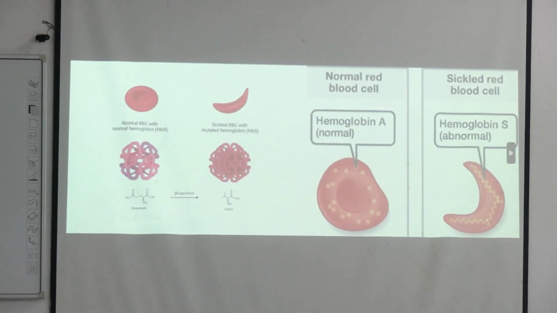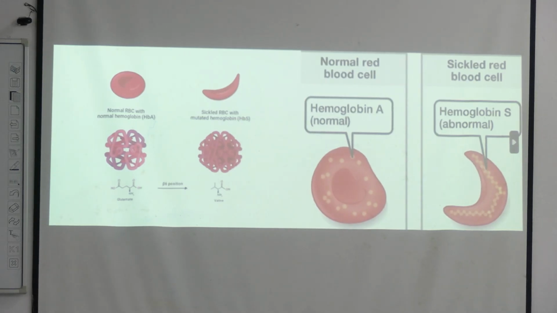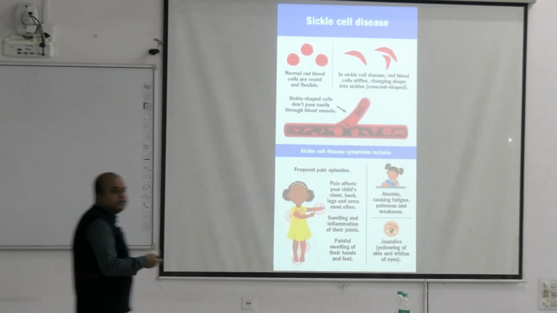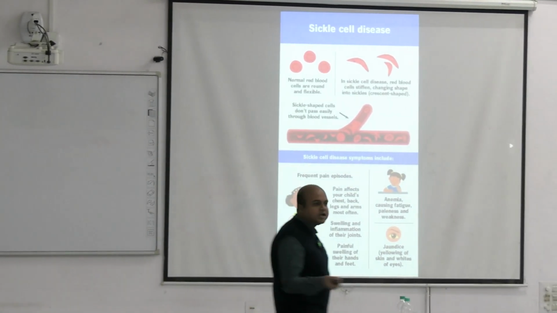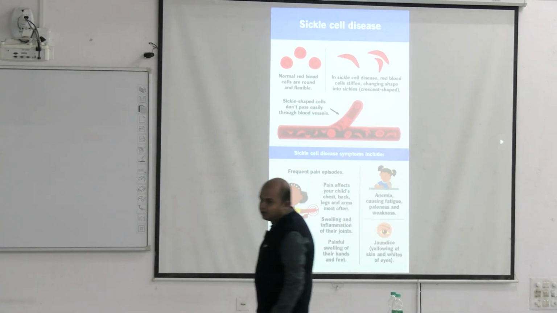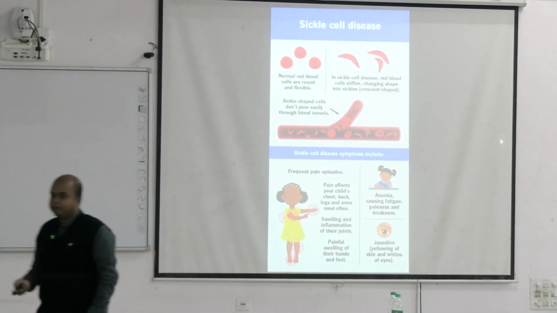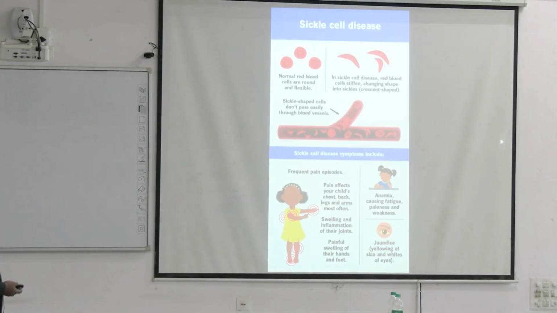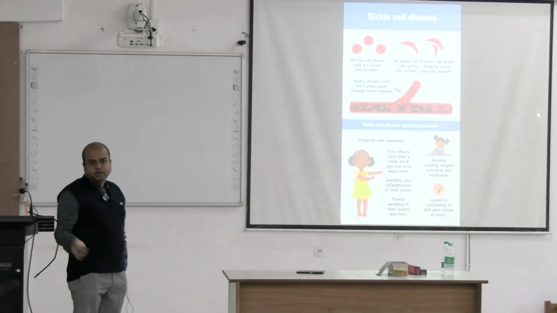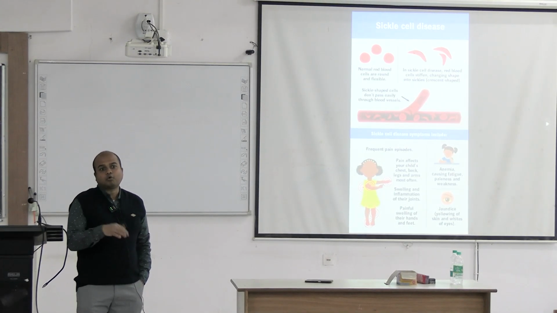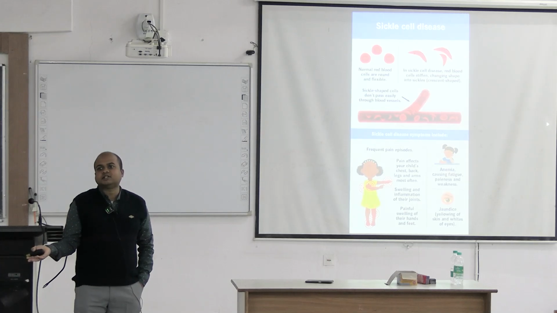So the major problem is tissue hypoxia, that is, less oxygenation at the tissue level. Pain episodes occur because when these sickle cells are trying to pass through the capillaries, wherever they get blocked, this causes pain. But the main problem is less tissue oxygenation, and that causes major problems. It causes fatigue, paleness, weakness. Jaundice will be due again to hemolysis, the breaking down of hemoglobin. So mostly the cause of less tissue oxygenation is hemolysis.